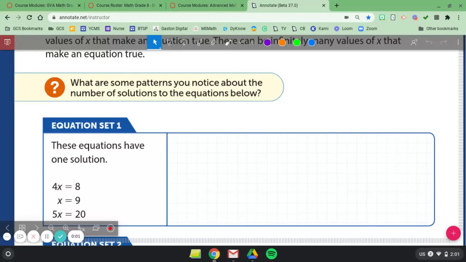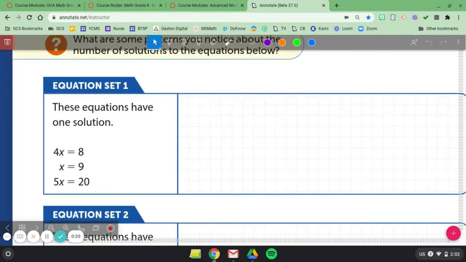and numbers of solutions, the number of solutions that an equation will have. So I want you to look at the equation set in number 1. This is out of the Ready Workbook Volume 1. This is page 248 in lesson 11, if you're interested in following along. In set number 1, we have 3 equations. We have 4x equals 8, x equals 9, and 5x equals 20.